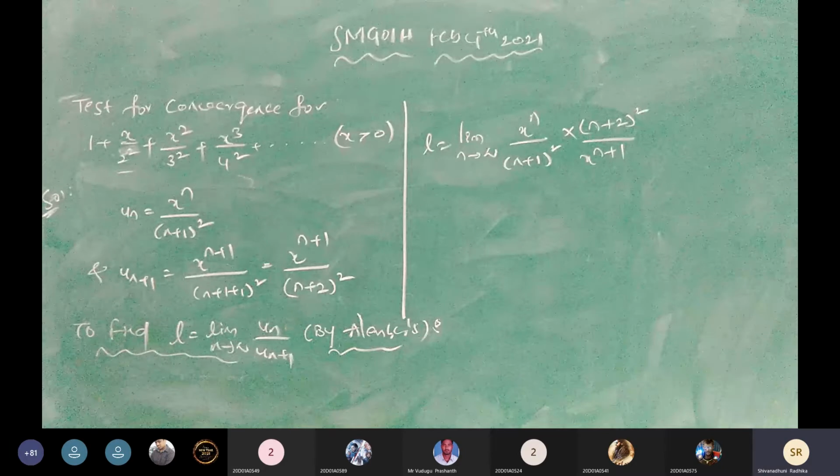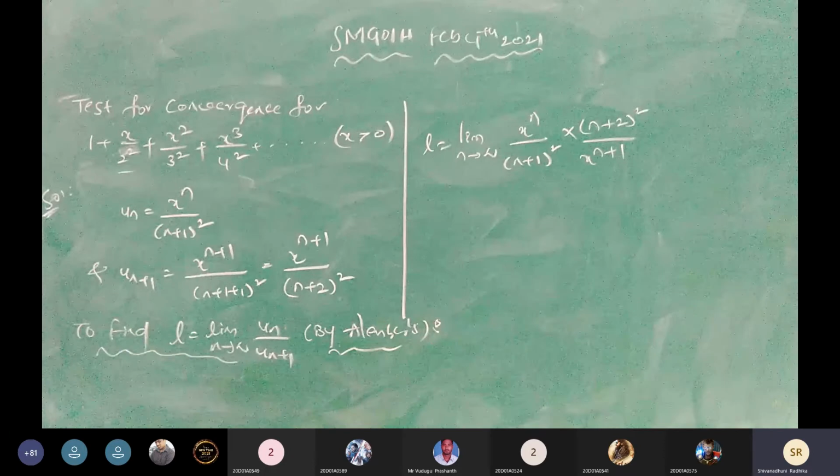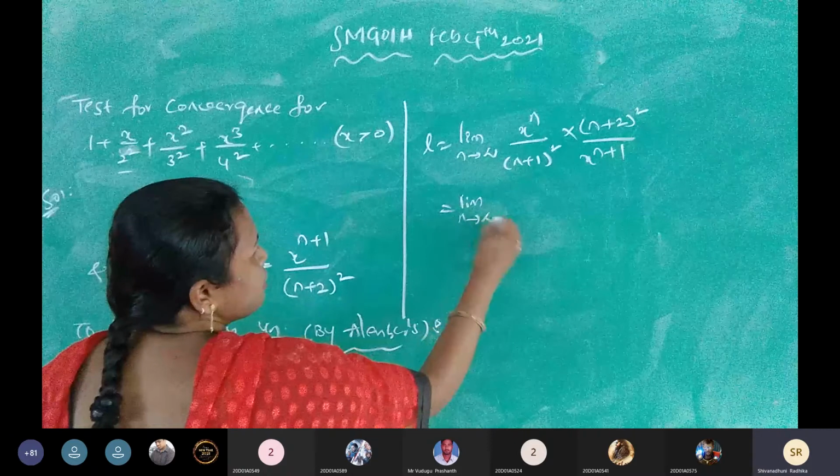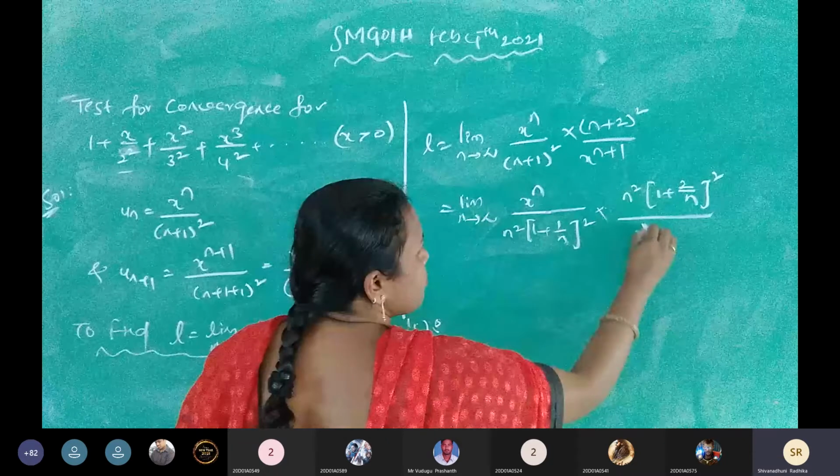Clear. Next, the given can be written as limit n tends to infinity, x to the power of n is as it is. In the denominator, I am going to take n square common: 1 plus 1 by n whole square into n square. In the numerator, I am going to take n square common: (1 plus 2 by n) whole square by x to the power of n plus 1, which can be written as x to the power of n into x to the power of 1. It is clear?